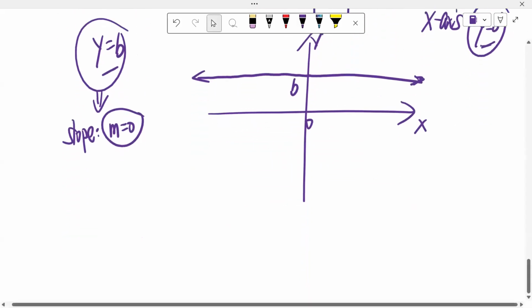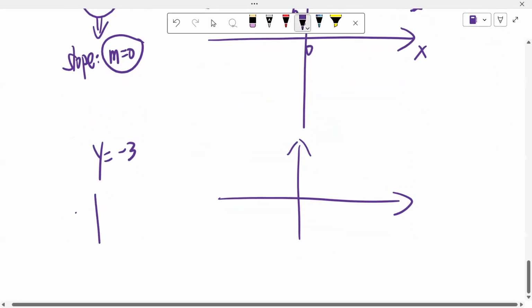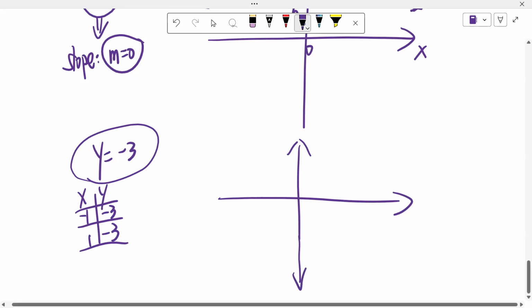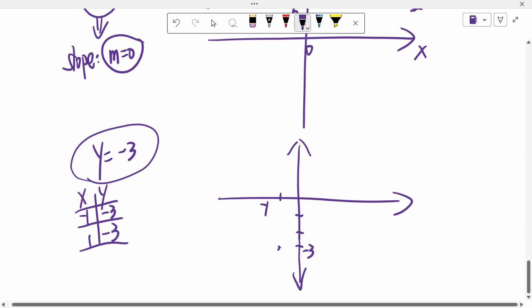So a quick example could be, let's say y equal to -3. So in order to graph this, that means the y value is always -3. And the x value could be anything, right? Because y is always -3. So the x value could be, let's say, -1 and 1. So this is the first point here, (-1, -3), and also (1, -3).